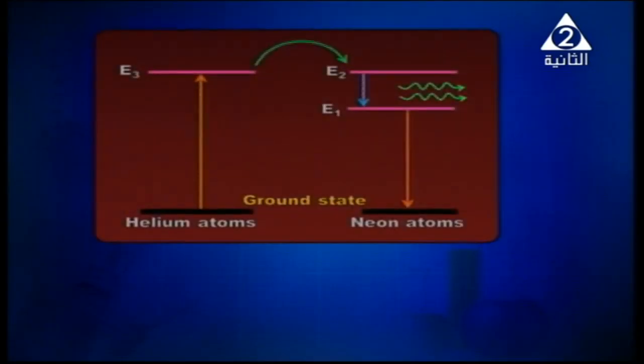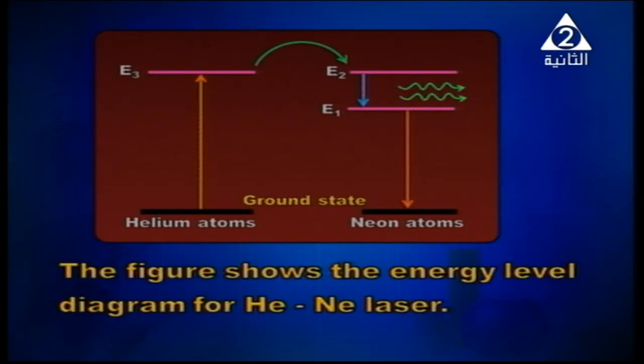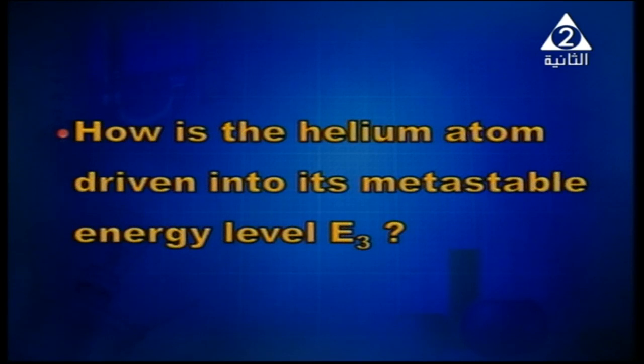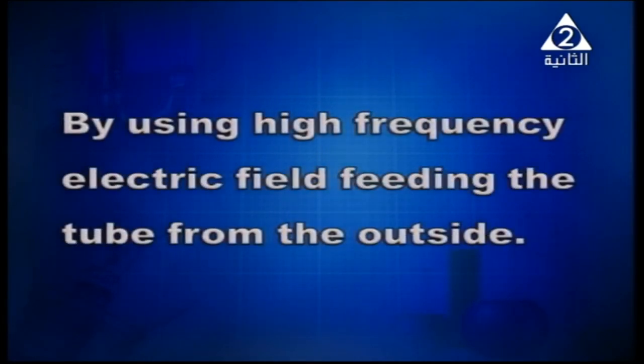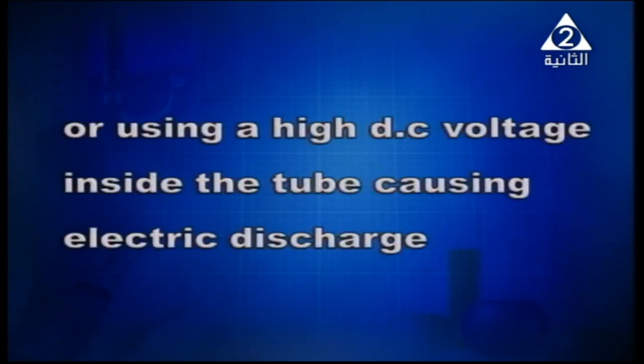Okay, and now we've got another type of questions. The opposite figure shows the energy level diagram for the helium neon laser. Use the diagram to answer the following questions. How is the helium atom driven into metastable energy level E3? We want the method. Yes, by using a high frequency electric field, feeding the tube from the outside, or using a high DC voltage inside the tube, causing electric discharge.